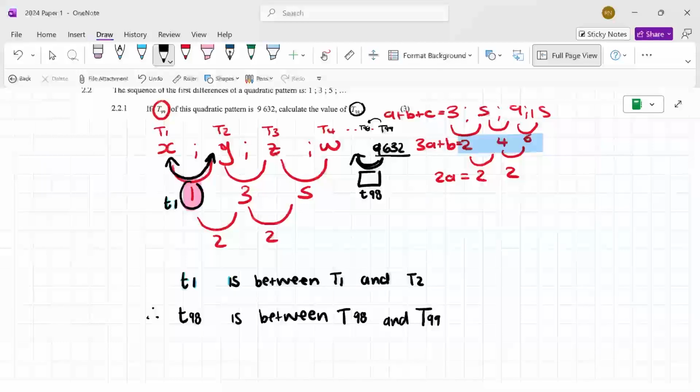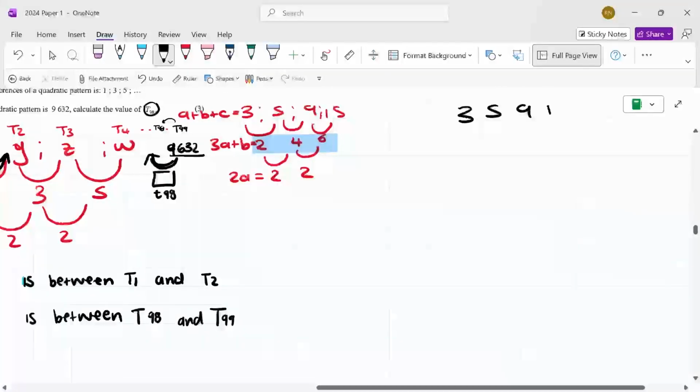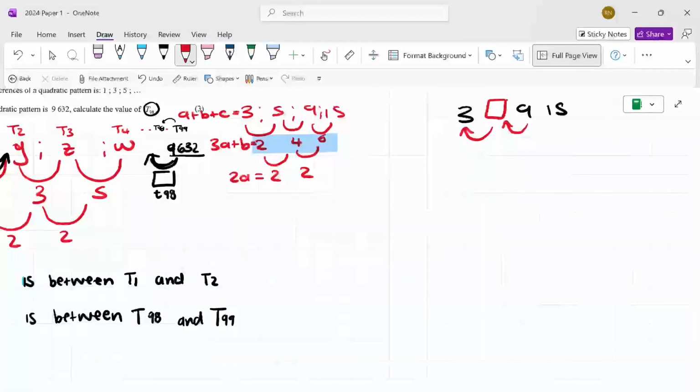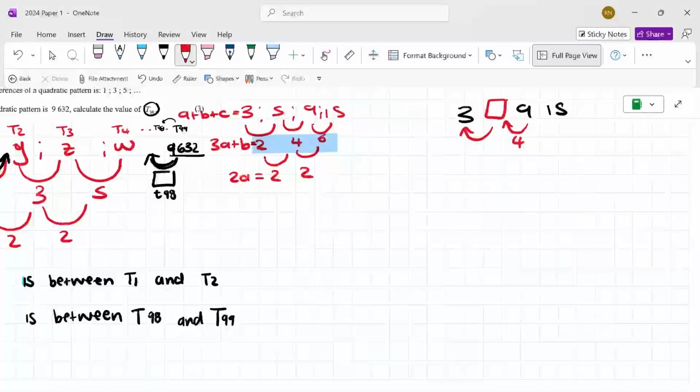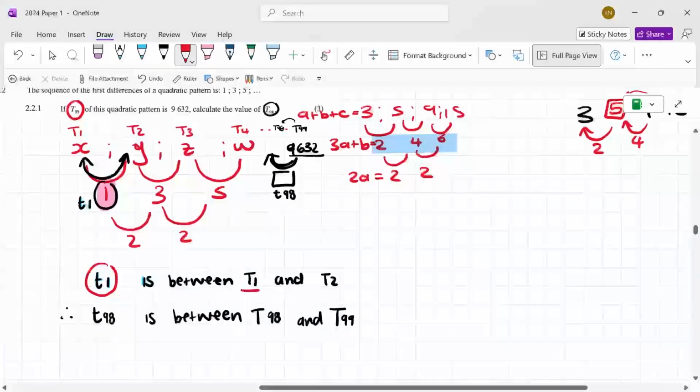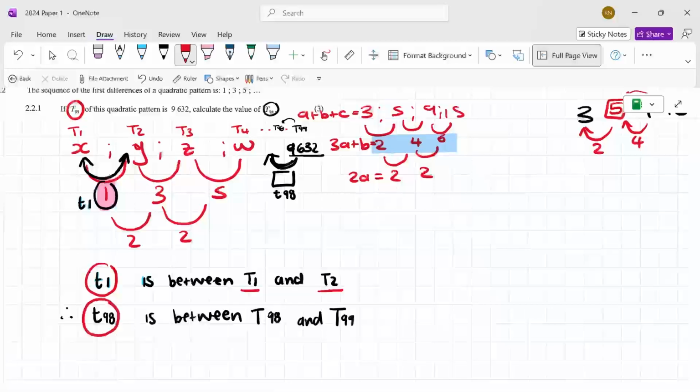So if I had, in this case, 3, 5, 9, and 15, and I know that the difference between 9 and the number before it is 4, I can find 9 minus 4 will give me 5. So I can find the number before that one, right? That's what this is doing. Because we know that small t1 lies between the first and second term, if we can find small t98, we can just subtract it from this 9,632, go backwards, and get what T98 is, right?